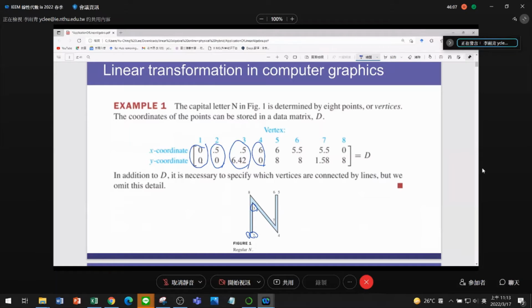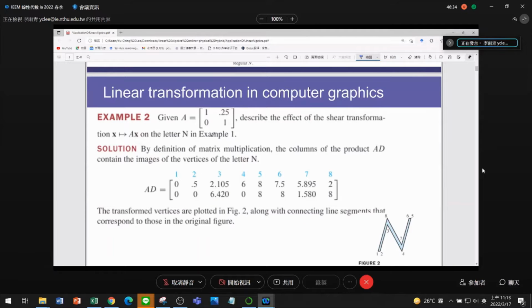Fourth column corresponds to the fourth point, and then fifth column corresponds to the fifth point. Sixth column corresponds to the sixth point. Seventh column corresponds to the coordinate of the seventh point, and the eighth column corresponds to the coordinate of the eighth point. And then we call it D. Then it can be used to represent such a graph.